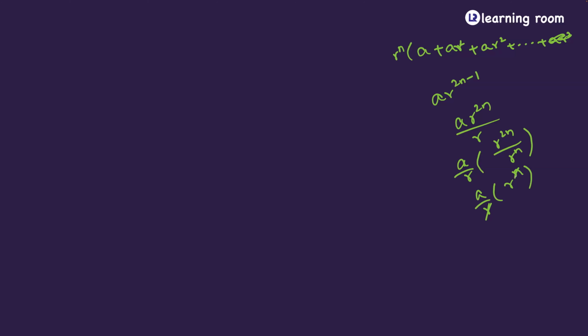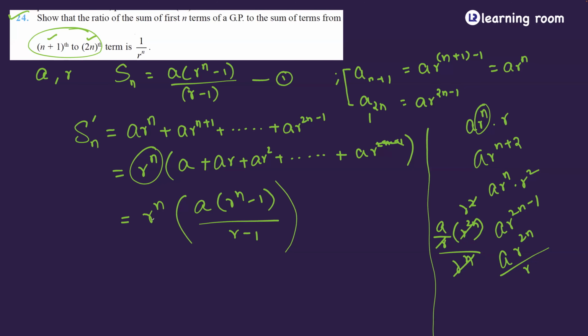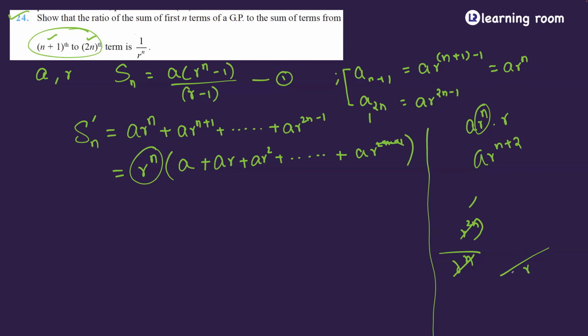It's a mistake. It is AR power n minus 1. That's a mistake. I was cancelling that 2. One minute. Got the answer. Did you understand where I found it was wrong? If it has to come out as 1 by R power n, then this and this should be the same. If that should be the case, then this value should be AR power n minus 1. Now we've got it. See, it is AR power 2n minus 1, so it should come out as AR power n minus 1.